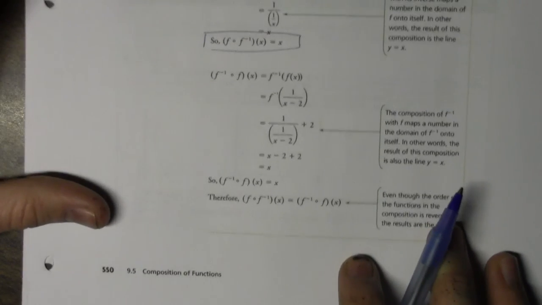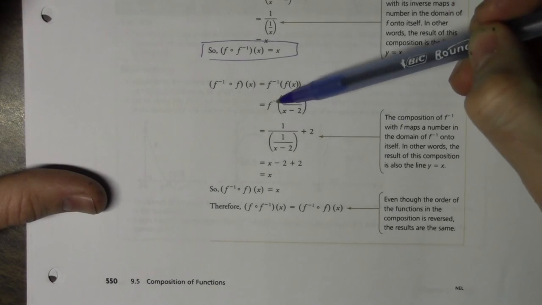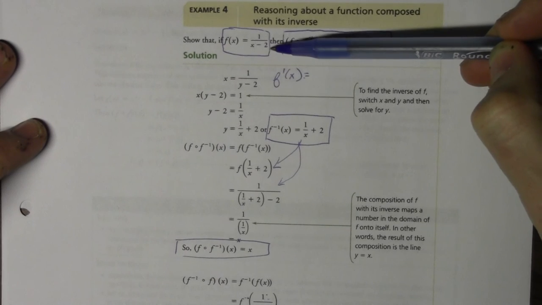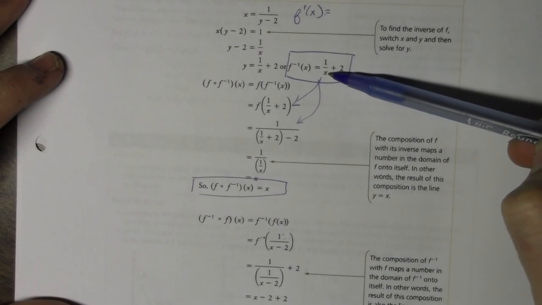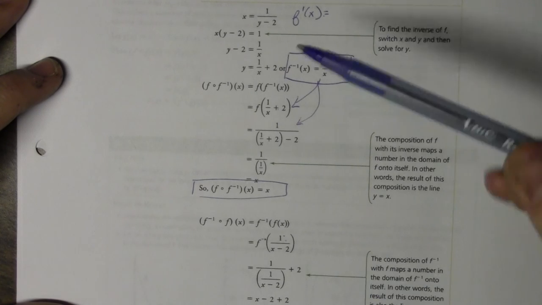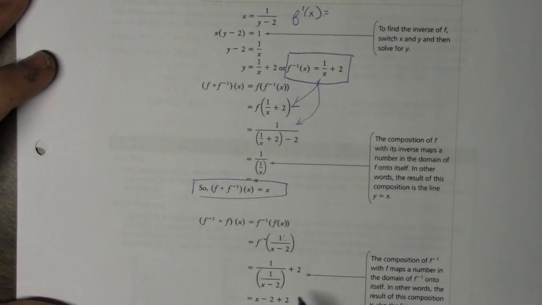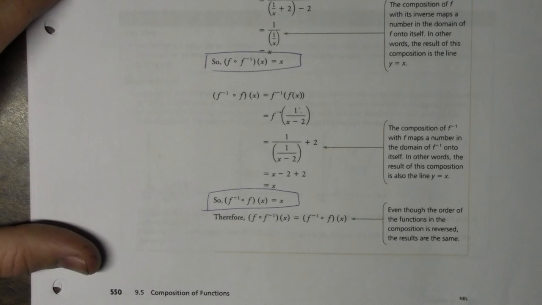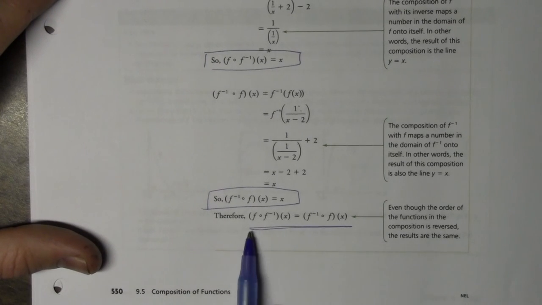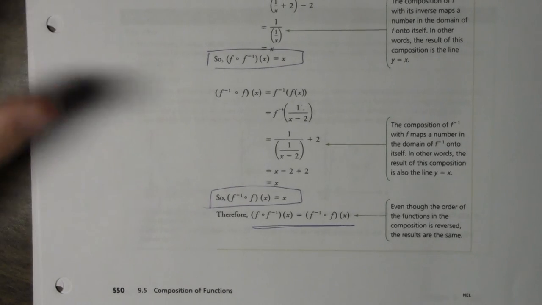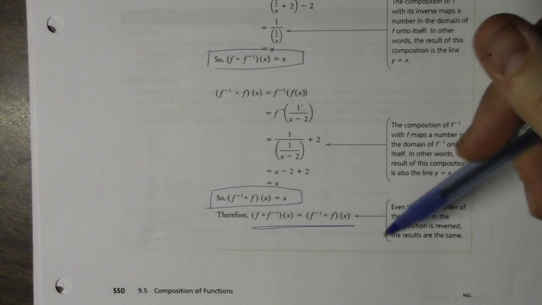Now we're going to do the opposite. We're going to substitute in the original function, 1 over x minus 2, in for x in the inverse function. Okay? So that's what we're doing here. 1 over x minus 2. We rearrange and we get this. Okay? It's equal to x. Therefore, the original function composed of the inverse function is equal to the inverse function composed of the original function.